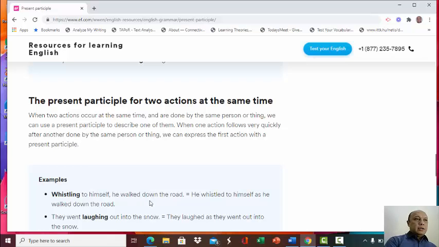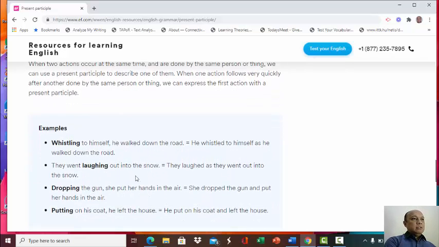They went laughing out into the snow, which means they laughed as they went out into the snow. Dropping the gun, she put her hands in the air. This implies that she dropped the gun and then immediately put her hands in the air. If you have been writing sentences with this, you can make it more mature, more native-like by changing it into this pattern. Dropping the gun, comma, don't forget the comma, she put her hands in the air.